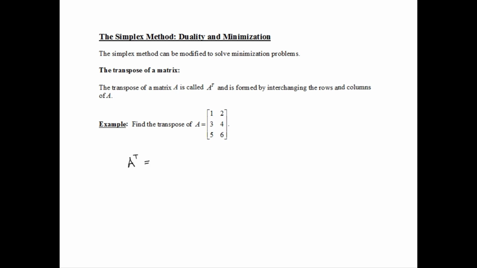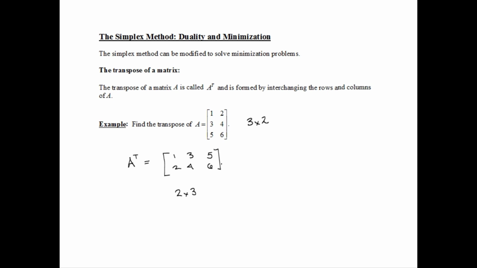What we do is we will write, since this has 3 rows and 2 columns, size 3 by 2, the transpose will be 2 by 3. The first column in A is 1, 3, 5, so that will become the first row in A transpose. The second column in A is 2, 4, 6, so that will become the second row in A transpose.